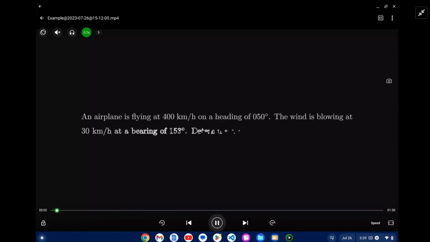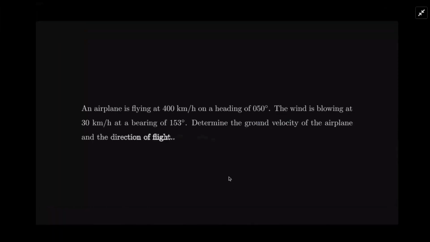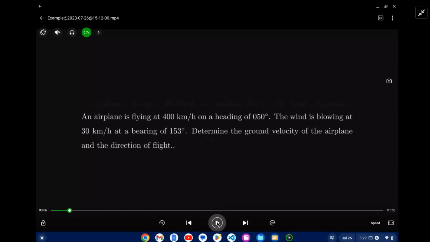Our problem now. We have an airplane flying at 400 kilometers per hour on a heading of 50 degrees. The wind is blowing at 30 kilometers per hour at a bearing of 153 degrees. We want to determine the ground velocity of the airplane and the direction of the flight.